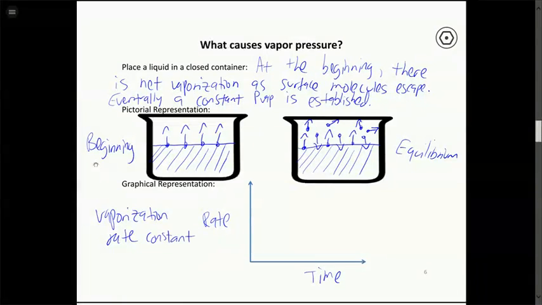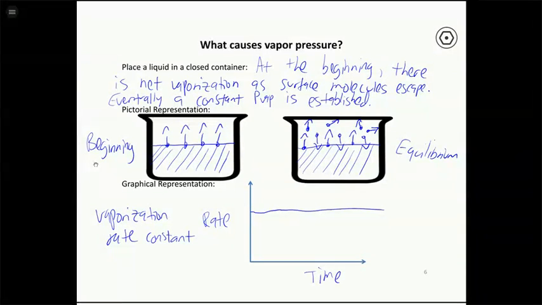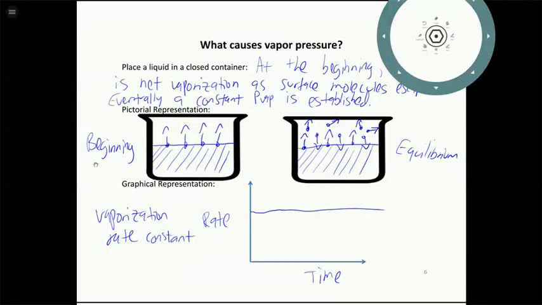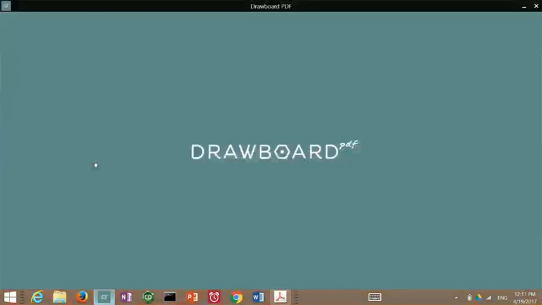So I'm going to show that in blue, and your vaporization rate is basically just a straight line, or really it is a straight line, to the extent of my ability to draw one. So the vaporization rate is constant over time. It doesn't change as long as the temperature is the same. But then the condensation rate, which is the opposite process, is going to increase initially because it depends on how many molecules we have in the gas phase to start with.